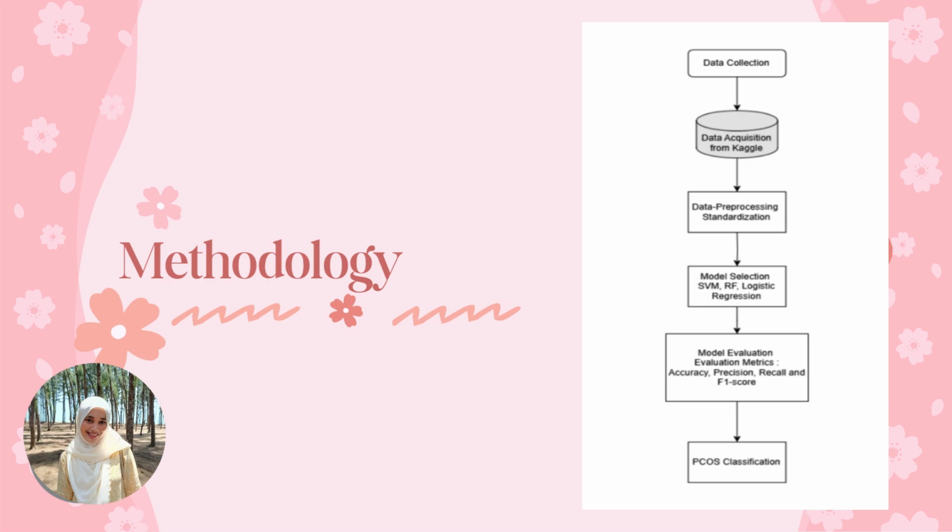For the methodology, we will go through a lot of process before we get the classification. The first one, we will do the data collection from Kaggle. And in here, we will choose the best one data set that we will tune. And after that, we will go through the data pre-processing standardization, where we will do EDA and remove all the things we don't want. And we will do the next one, model selection, that is SVM, random forest and logistic regression. In here, you can tune the parameter and we will get the accuracy test.